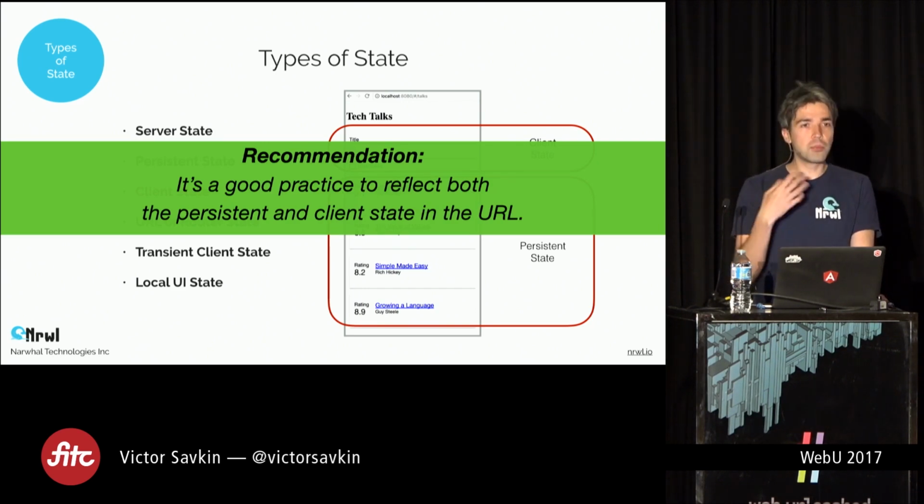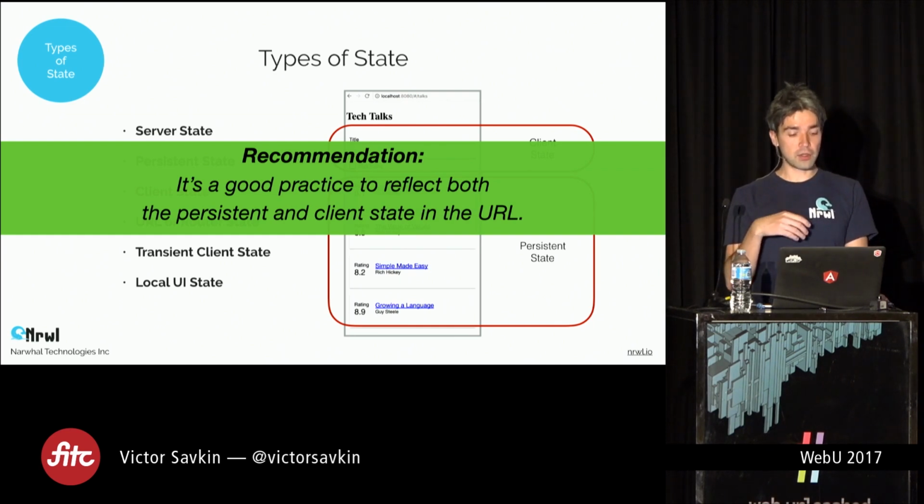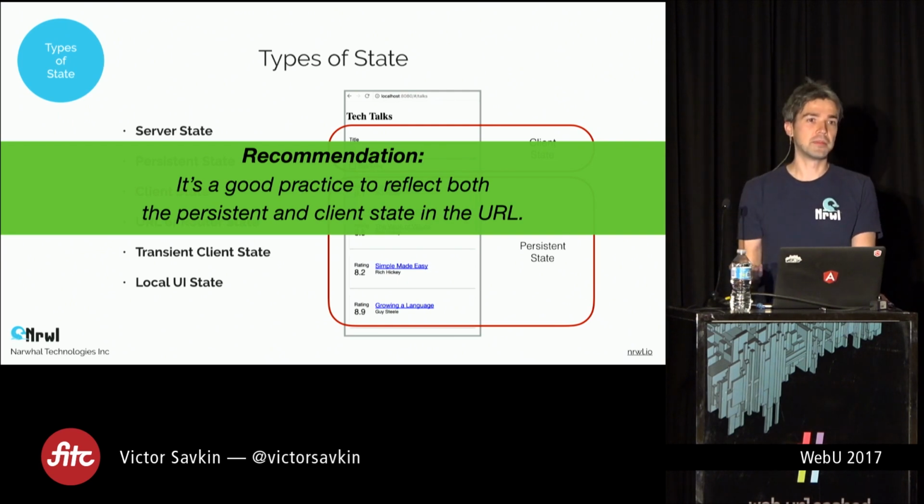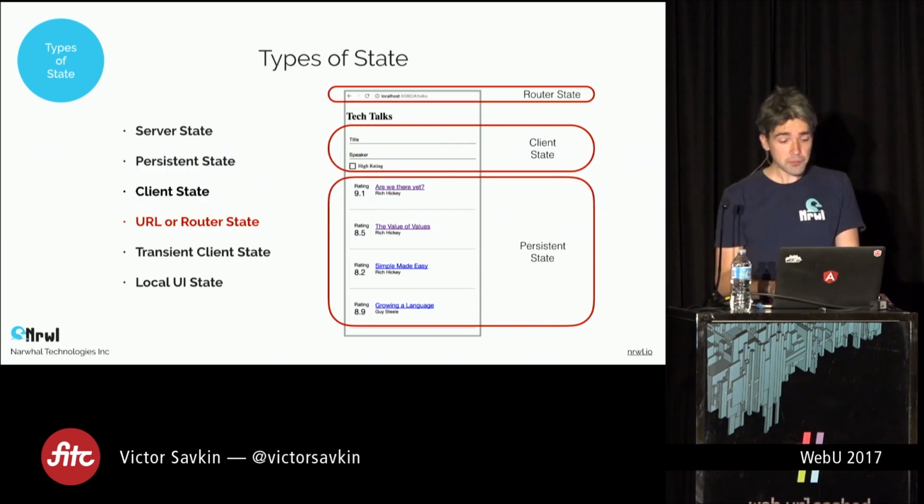It's a good practice to reflect both of those, the persistent state and the client state, in the URL. For many reasons. First, it allows bookmarking. We can save a particular state of our application and come back to it. We can send this link to our friends. And it allows for the proper back button behavior. If I click back and forward, I see what I would expect to see. Yes, if I don't reflect in the URL, that's not going to work.